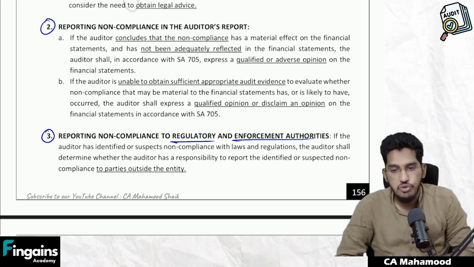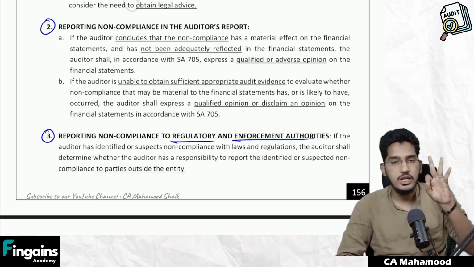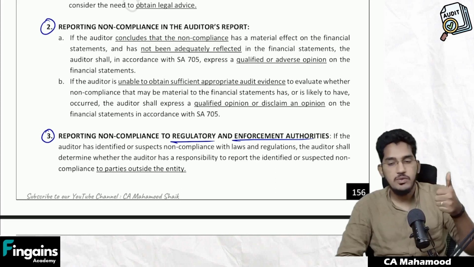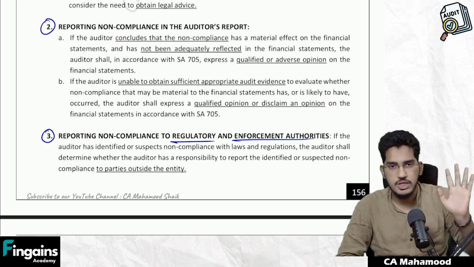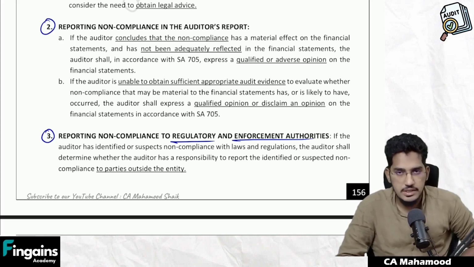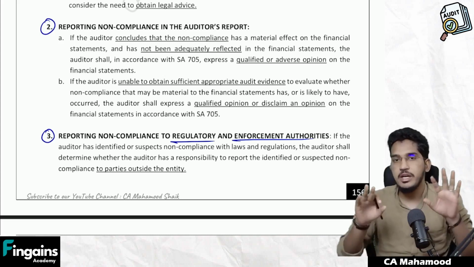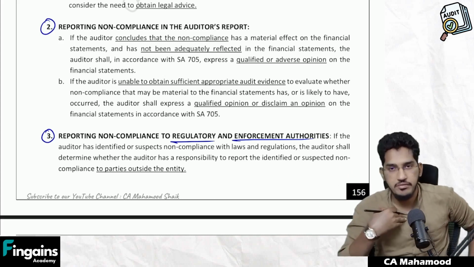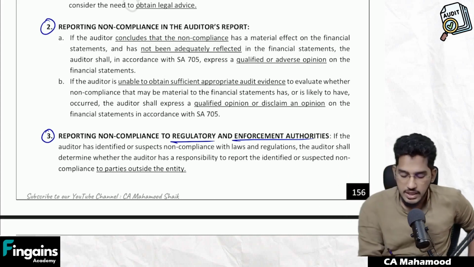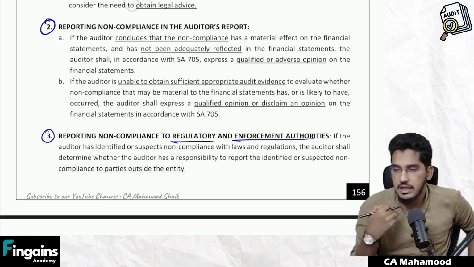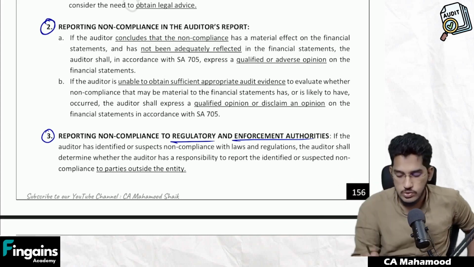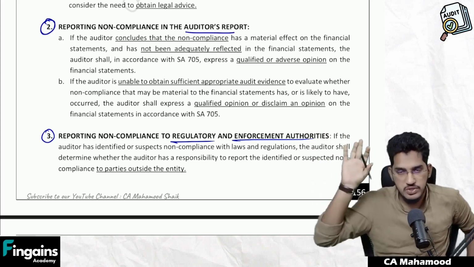So in case you find any non-compliances with the laws and regulations, three reporting requirements will be applicable. Number one, first we have to go and report the matter of non-compliance to those charged with governance. Go to them and tell, sir, your entity has made so and so non-compliances that we have identified. That is the first step. Then we will consider modifying the opinion. That means whatever our findings are, we will report in our audit report also. How to report that in the audit report? This I have already explained in the form of a chart.